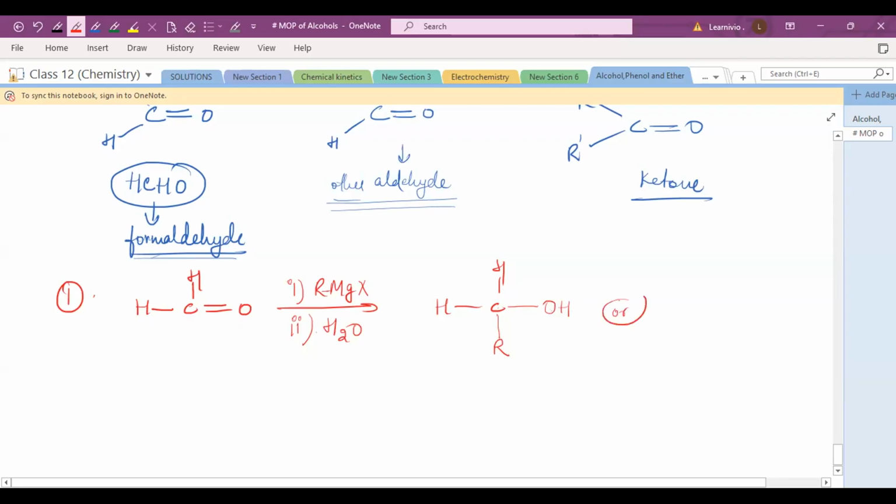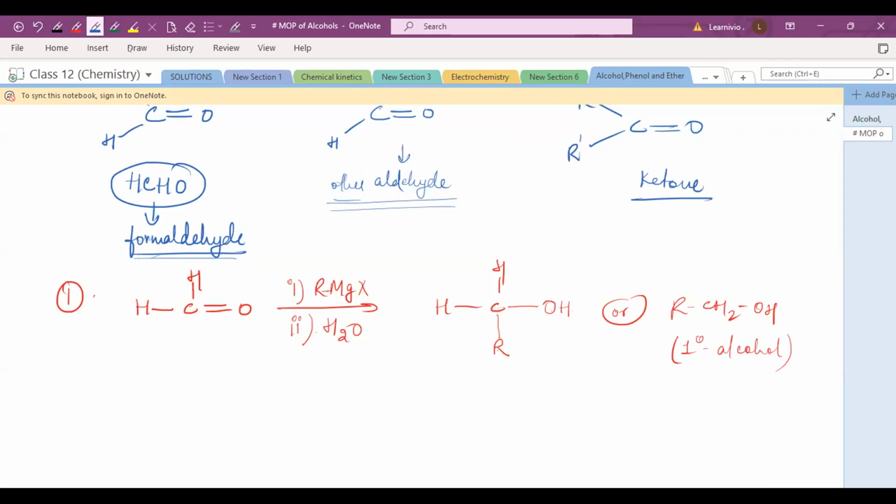And how can you write it? This is your R, C, and on the carbon two hydrogens are there. So it's R-CH2OH, right? So this will give you a primary alcohol. So just remember, always when you treat formaldehyde with the Grignard reagent, you will get a primary alcohol. Clear? Okay, ma'am.